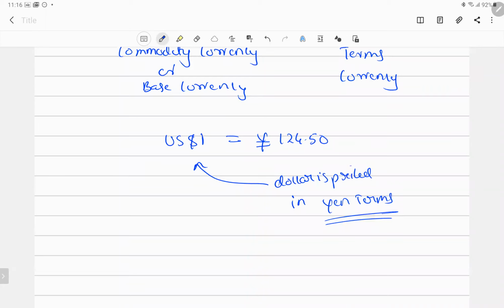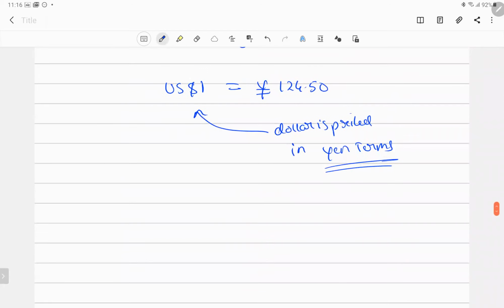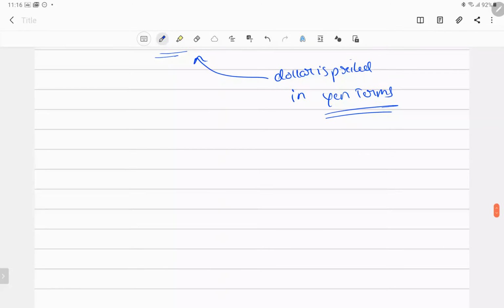Okay, the dollar is being priced in yen terms. So once again, I repeat it. See, this one is your commodity currency, right? US dollar is your commodity currency, and this is your terms currency. Let me bring you one more example. Okay, this you have interpreted, I know.